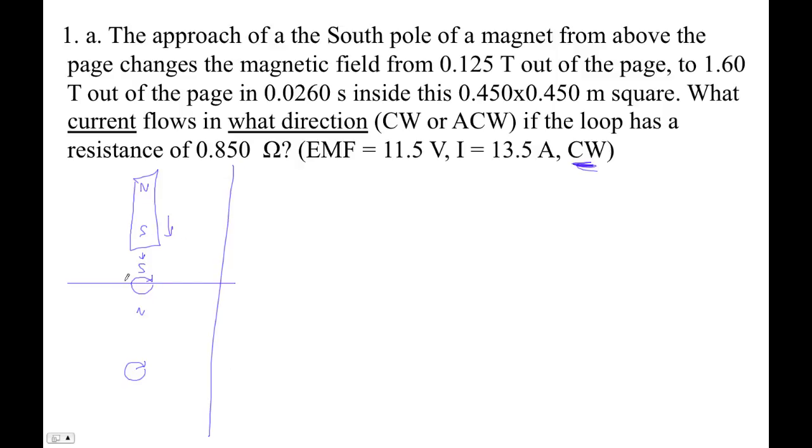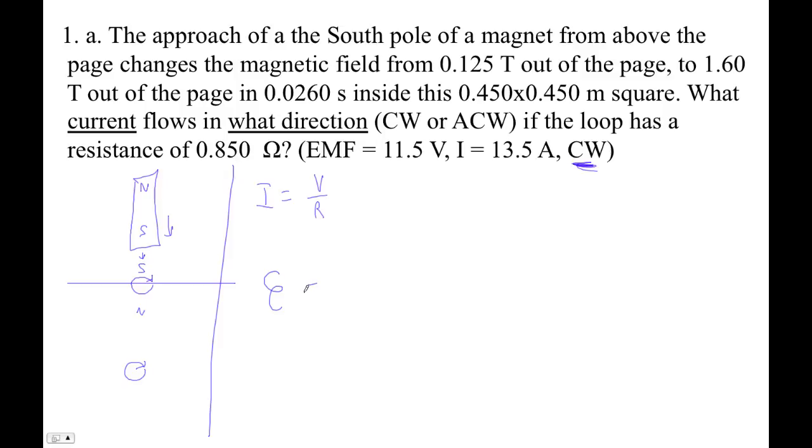So that's the direction of this: we always want to repel that magnet. And then we want to know what current flows. So all we're going to do is use Ohm's law. The current is simply going to be the EMF, or the voltage, divided by the resistance. So let's find the EMF first.